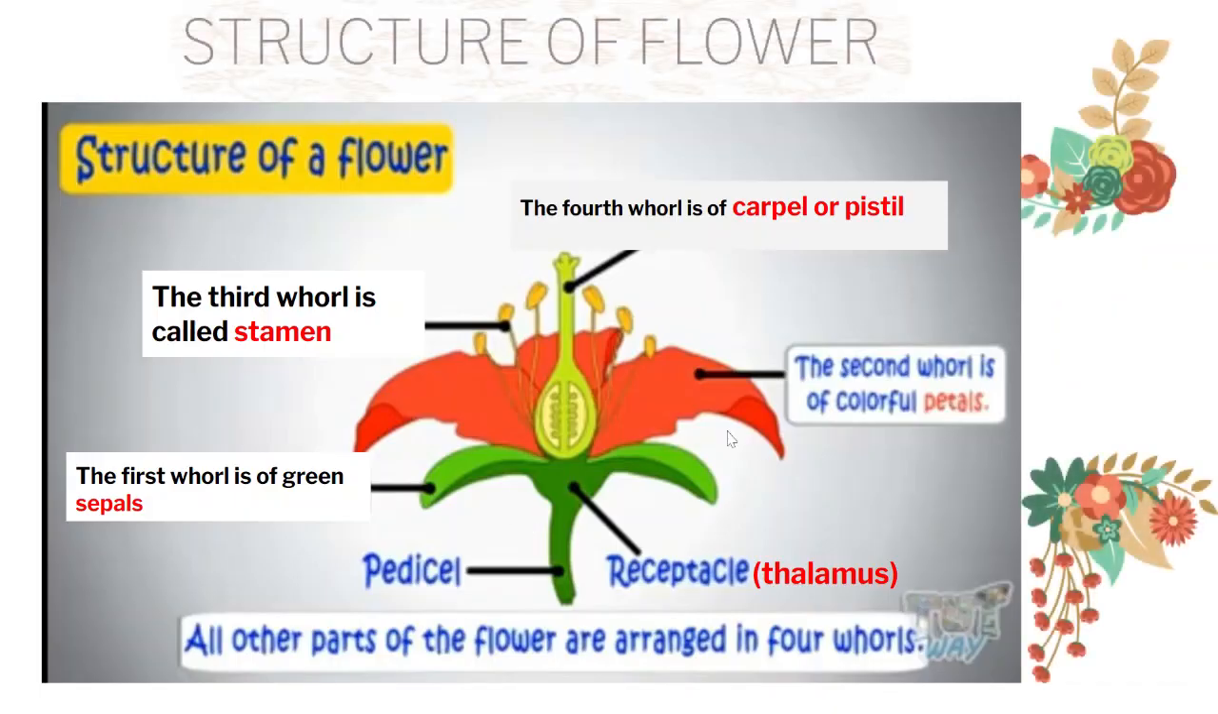Dear children, there are four main parts of a flower: sepals, petals, stamens, and pistil. And children, they are arranged in rings or whorls. The first whorl is of green sepals, then the second whorl is of colorful petals, third whorl is of stamen, and the fourth whorl is of pistil. Okay, we will discuss all these parts one by one in detail.